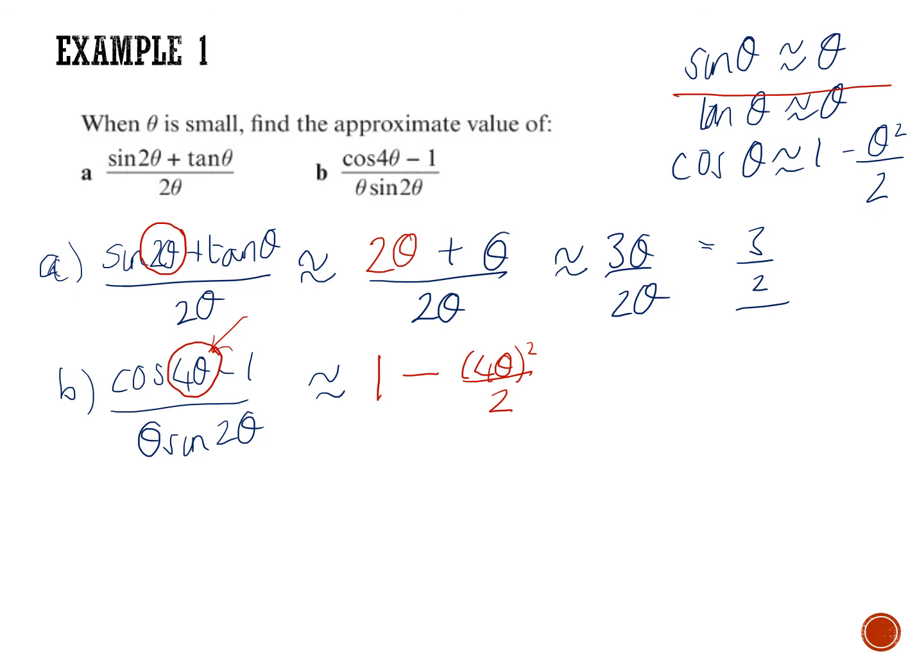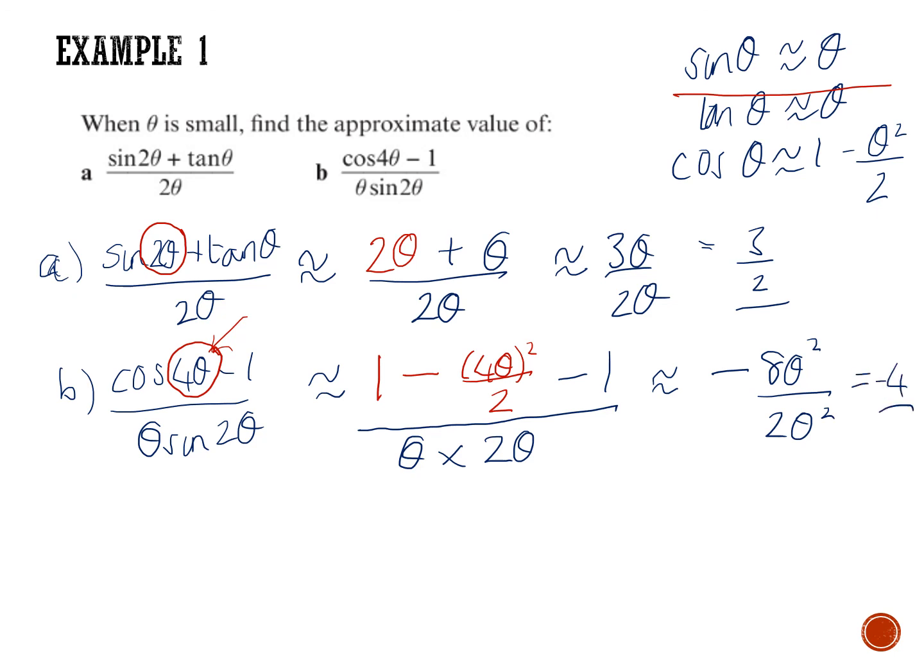Let's do the rest of it. We've just got a minus 1. And what have we got on the bottom? That's not too complicated. We've got a theta times, we know that sine 2 theta is approximately equal to 2 theta. Let's just tidy that up. The ones cancel. What do I end up with? 16 theta squared over 2. It's got a minus in front of it, so that's minus 8 theta squared. On the bottom, I've got 2 theta squared, so that is equal to minus 4. So again, that quite complicated expression, if theta is small, would tend to minus 4.